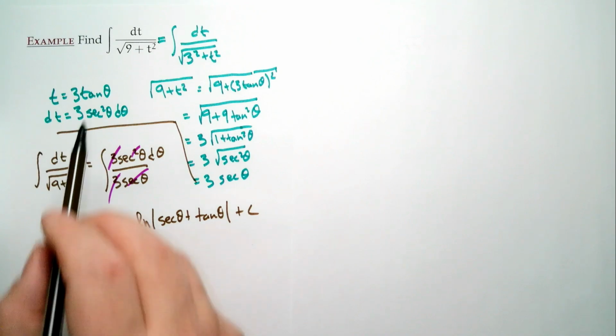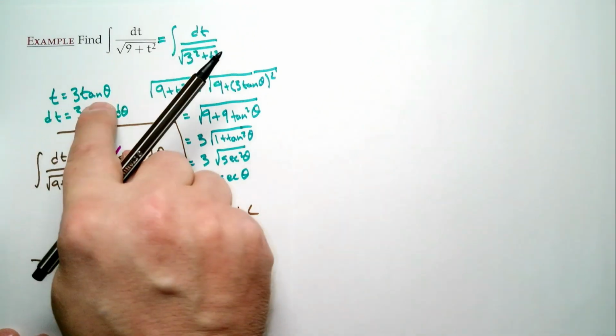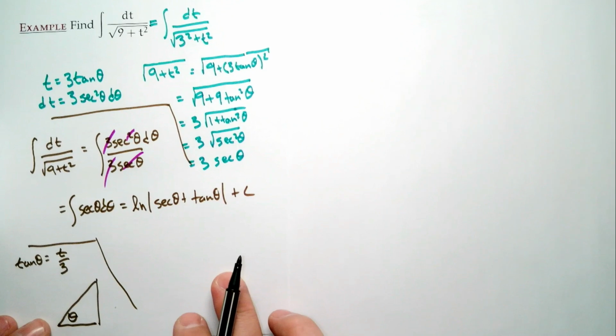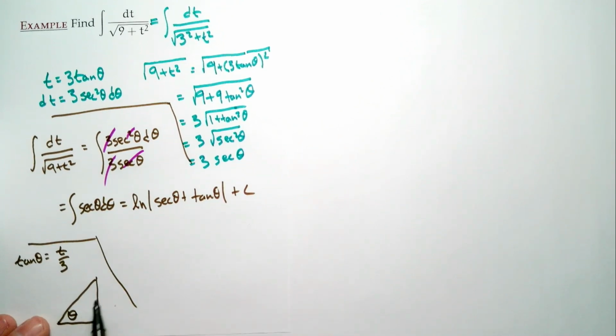Triangle in the corner. So tangent theta. If I come back to our original substitution, I can say that tangent of theta is equal to t divided by 3. So when we draw our triangle, theta is in the corner. And then we have that the opposite side is t, and the adjacent side is 3.